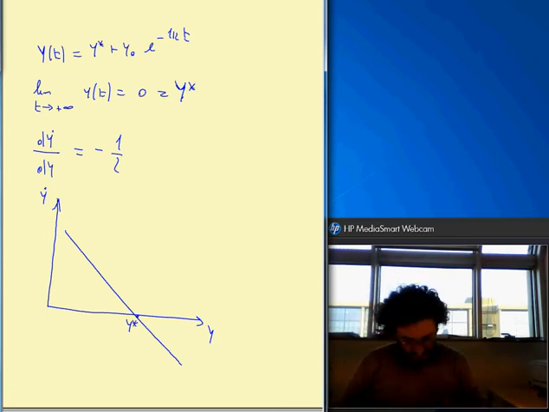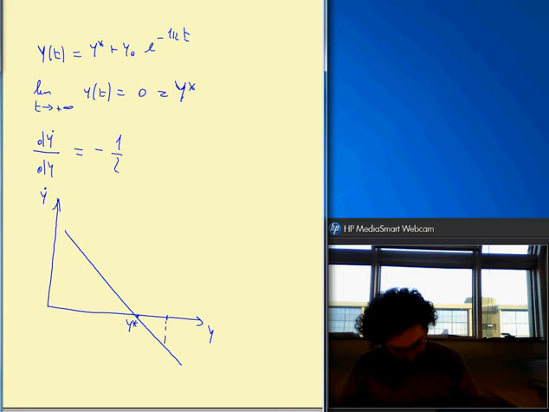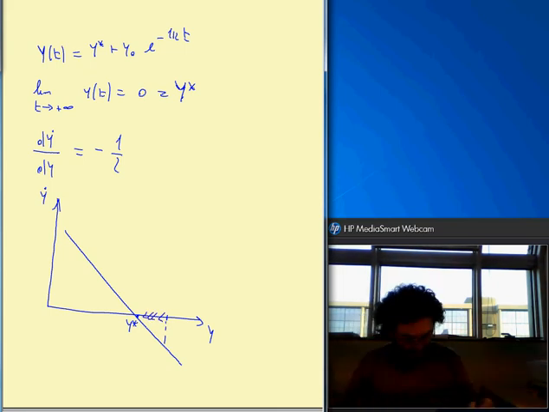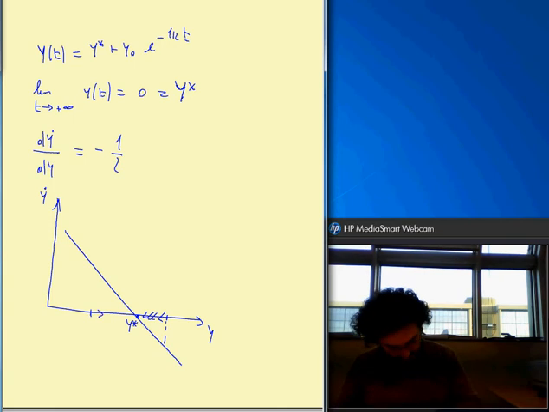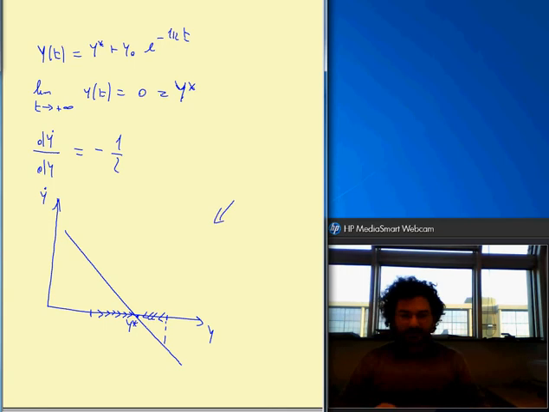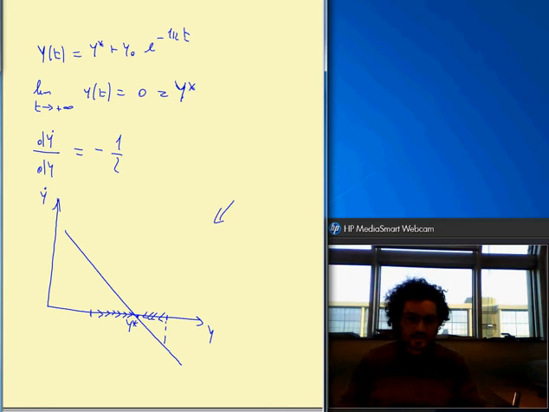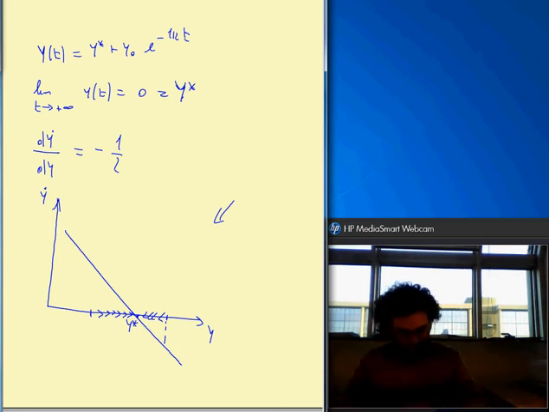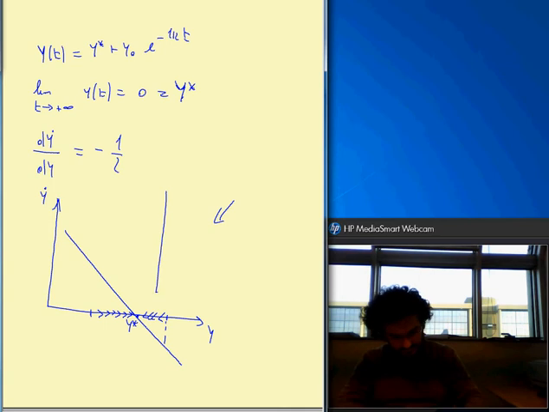In our case, y star is the origin, is 0, so the correct picture is this. So this is y dot, this is y, and this is our y star, which is globally stable because the speed is positive on the left and negative on the right.